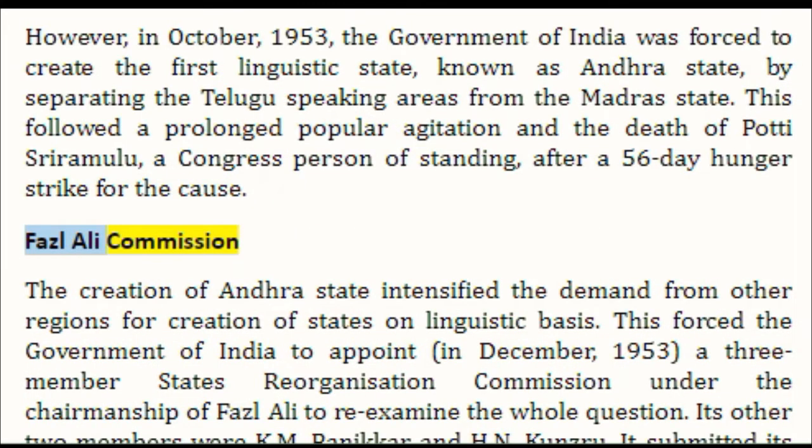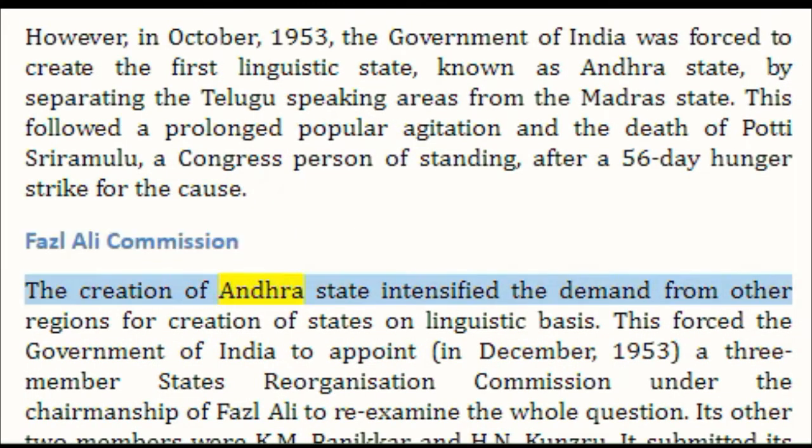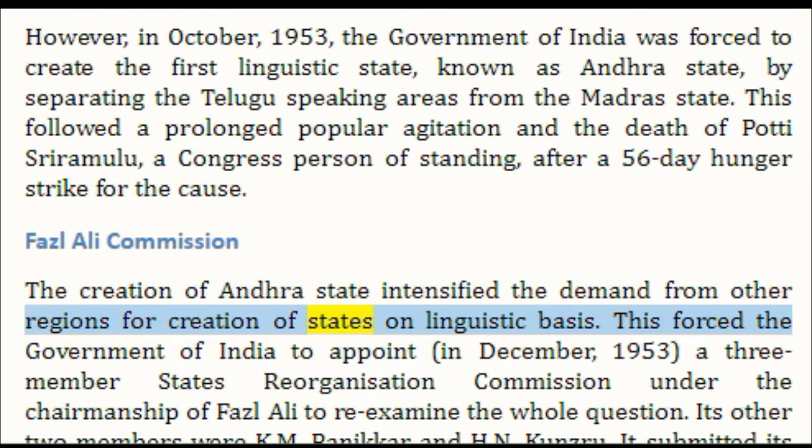Fazla Ali Commission. The creation of Andhra State intensified the demand from other regions for creation of states on linguistic basis.